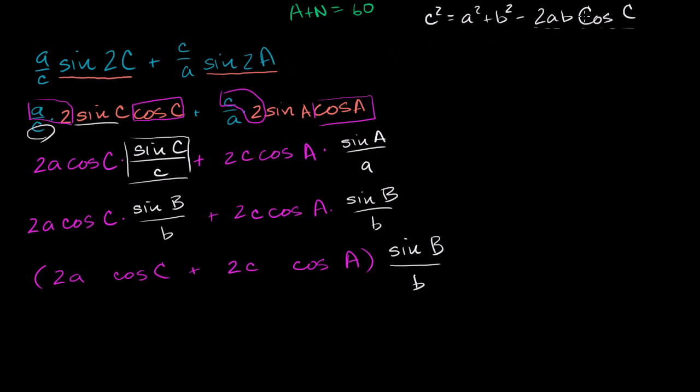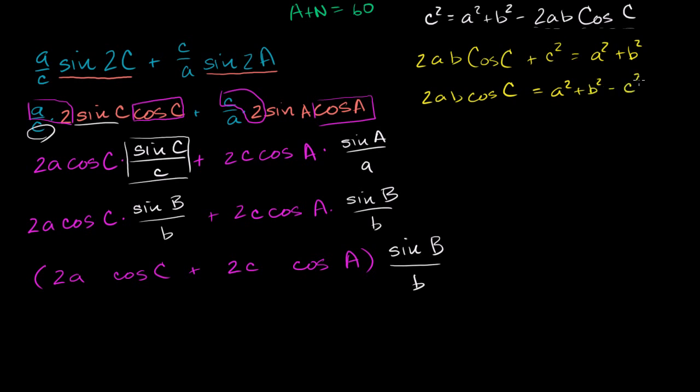So if you add 2ab cosine C to both sides, you get 2ab cosine of capital C plus c squared is equal to a squared plus b squared. Or if you subtract c squared from both sides, you get 2ab cosine of capital C is equal to a squared plus b squared minus c squared. And this is interesting. And we can switch around the letters later on. But this looks pretty darn close to this.